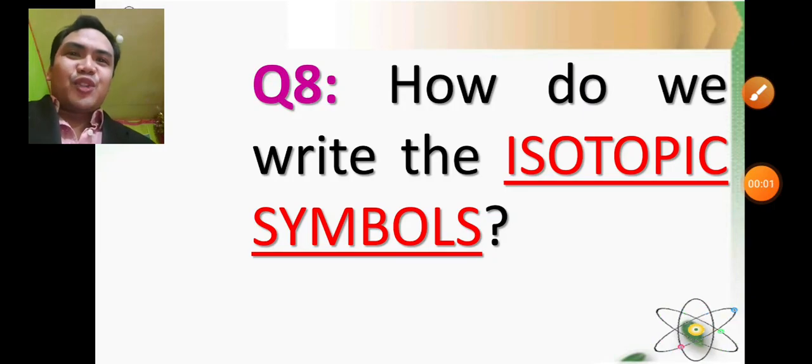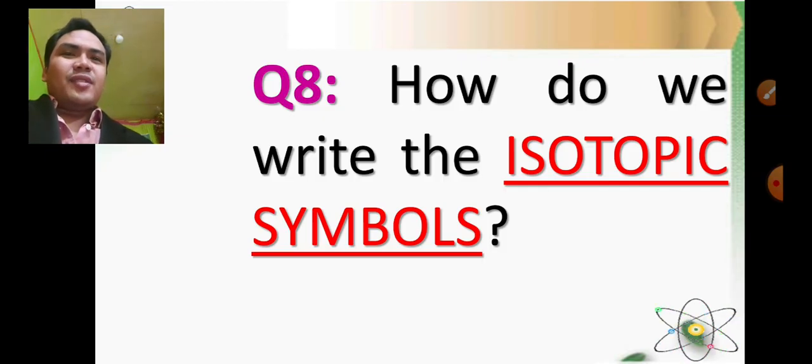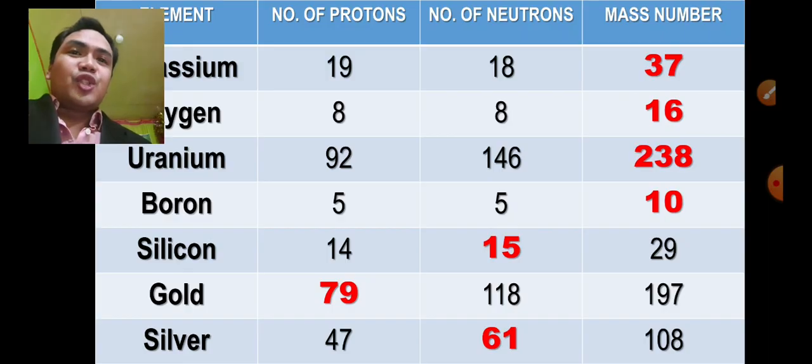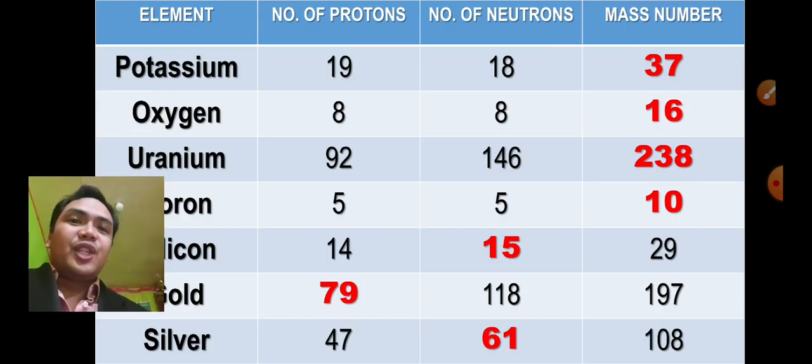So at this point, let's try to apply what we learned dealing with the procedure on how to write the isotopic symbols of some elements. Using the following table, let's use the information that can be found in this table so that we can write the isotopic symbols for each element.